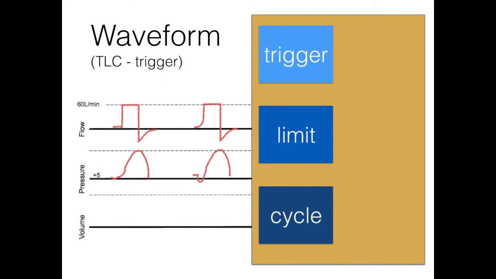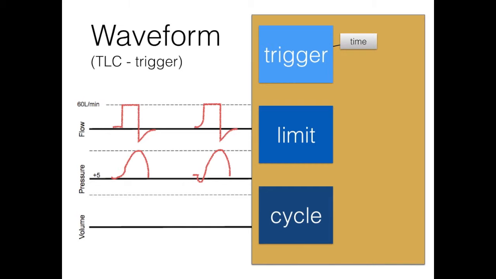TLC stands for trigger, limit, and cycle. There are only two options to trigger a breath. Either the machine does it if the patient does not initiate a breath, or the patient themselves initiates the breath. With that being said, trigger is the signal that starts each breath. It opens the inspiratory valve, allowing air to flow into the patient. If the patient does not initiate a breath, the machine will trigger a breath based on time. This is what we call time triggered or machine triggered.